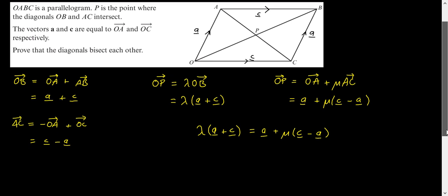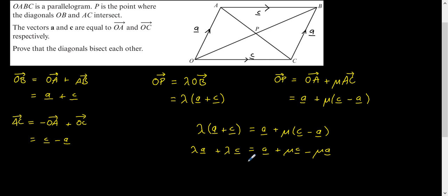So the next stage then is about comparing coefficients. We're going to compare the number of A terms on the right-hand side with the number of A terms on the left-hand side. We're going to do the same thing with C. So to do that, I'll multiply out my bracket. So I've got lambda A plus lambda C with A plus mu times C minus mu times A.